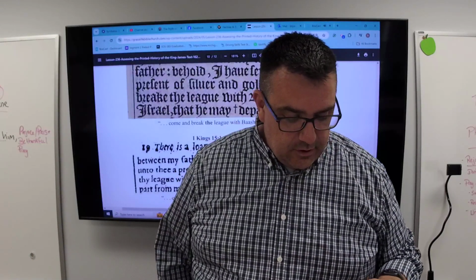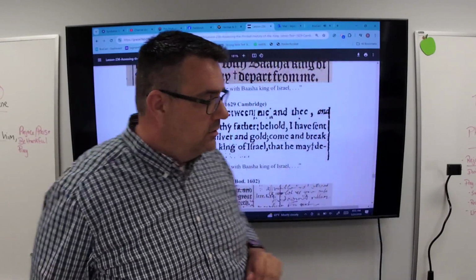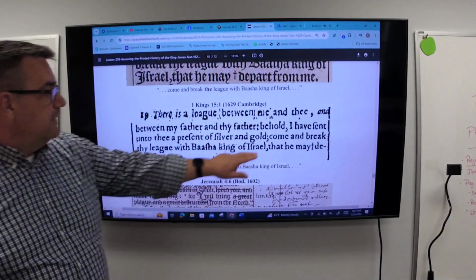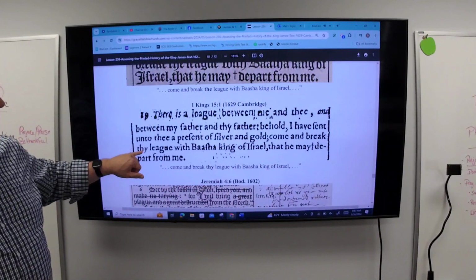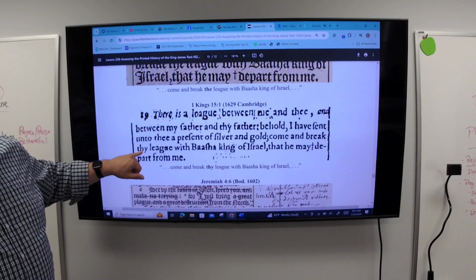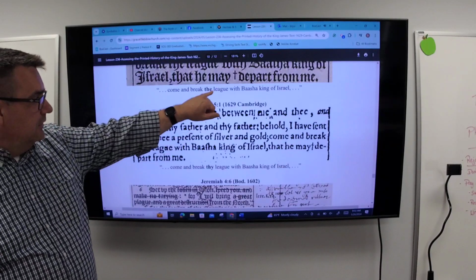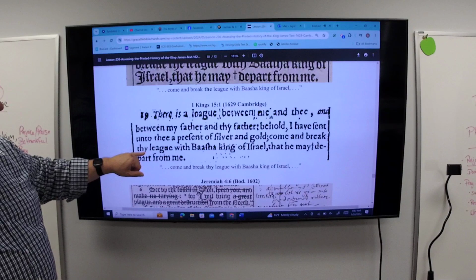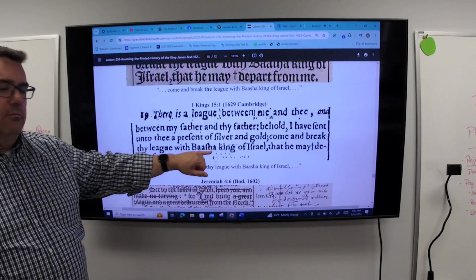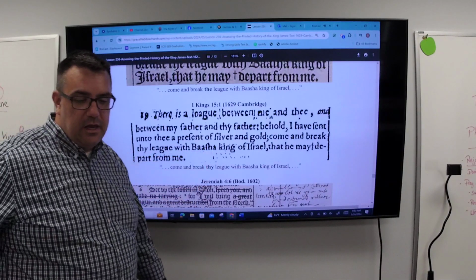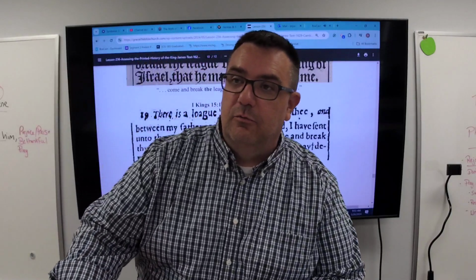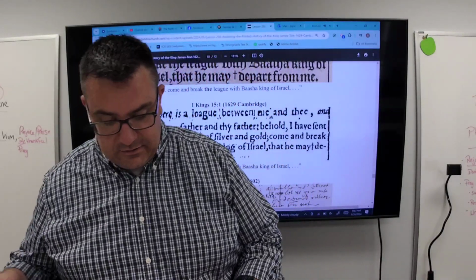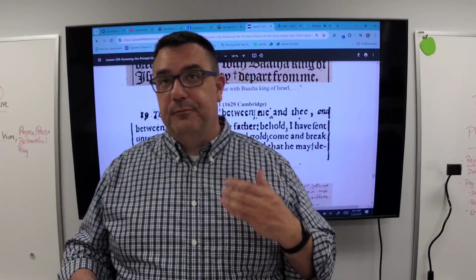Then we look at the 1629 Cambridge, and that corresponding phrase, "come and break thy league." So again, now we have the league being changed back to what? "Thy league with Baasha." So these are examples in the other direction, where the changes that are being made are less literal.